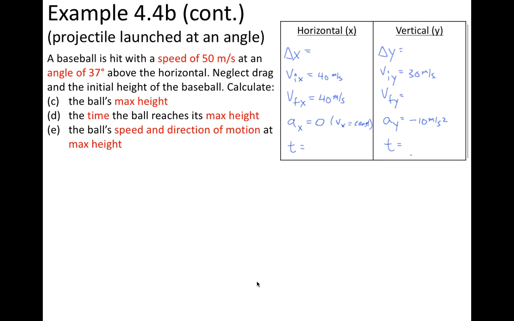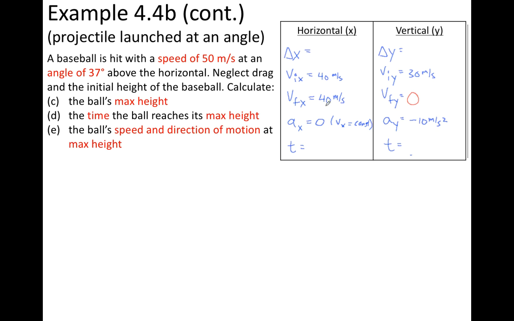The values that are going to be different are the values that correspond to the ball's final position because that has changed. In parts A and B, the final position was the ground. And in parts C, D, and E here, the ball's final position is the maximum height. The most important thing to remember when dealing with questions about maximum height is that max height is where the ball stops moving upwards and starts moving downwards, and therefore it is a turning point in the y direction. The ball's y velocity is 0 at max height.